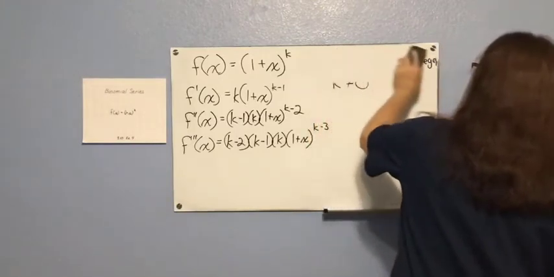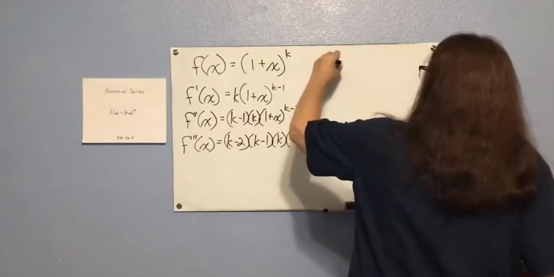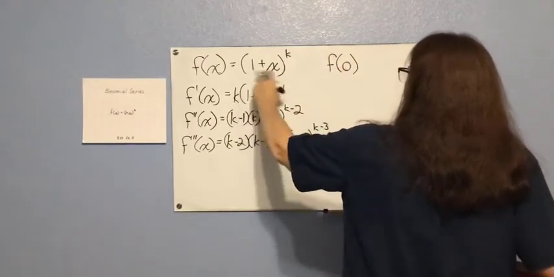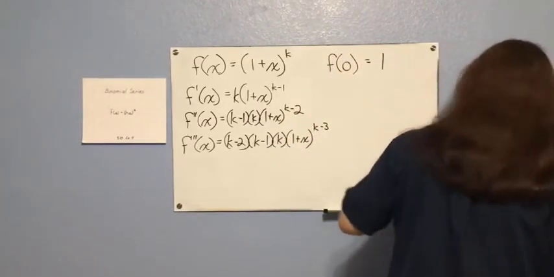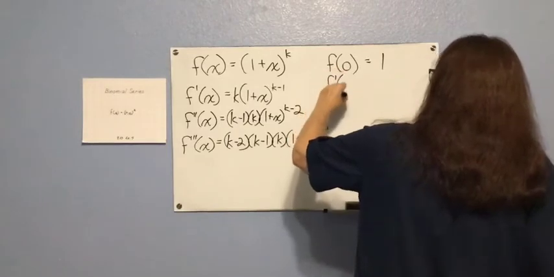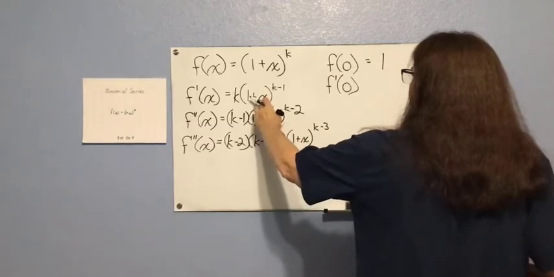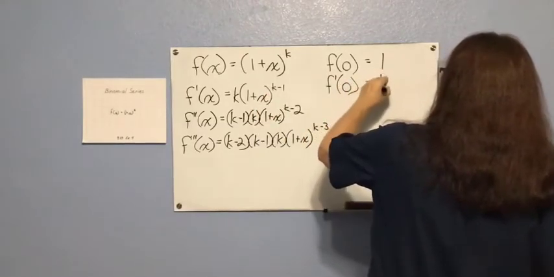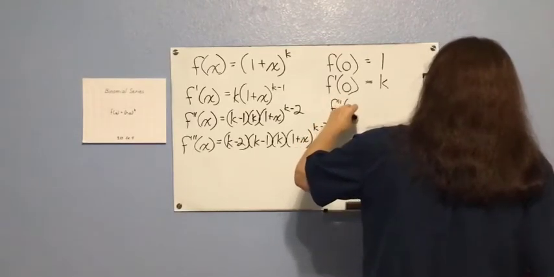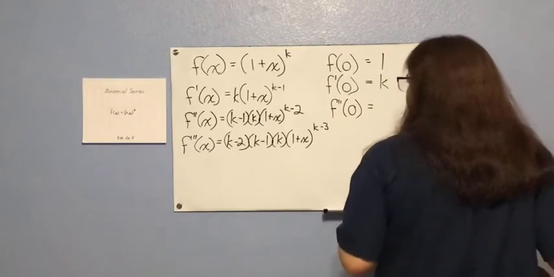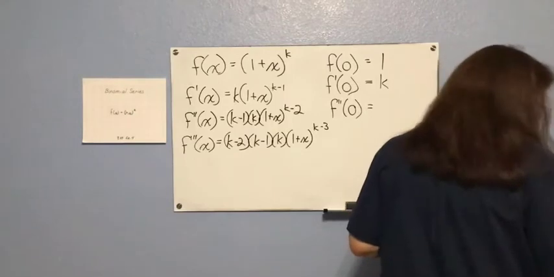Okay, so let's get some numerical values here. At f of 0, if x is 0, this is 1 to the k power, and it's just 1. The first derivative at 0, again, if x is 0, it's just going to be k. The second derivative is going to be k minus 1 times k.